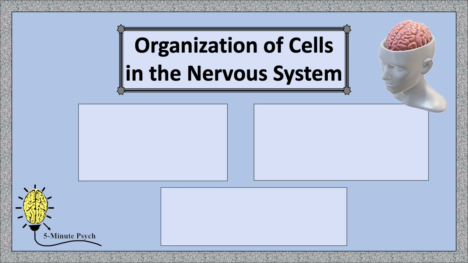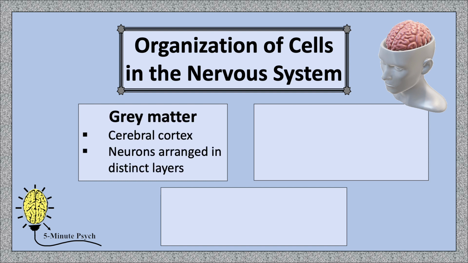Throughout the nervous system, neurons and glial cells are organized in different ways. For instance, if we took a slice of brain, we'd find that the outermost cover on the brain, also known as the cerebral cortex or gray matter, is made up of neurons that are arranged in distinct layers.